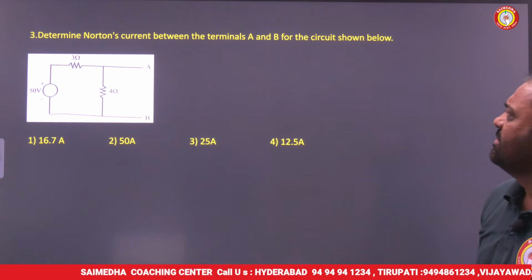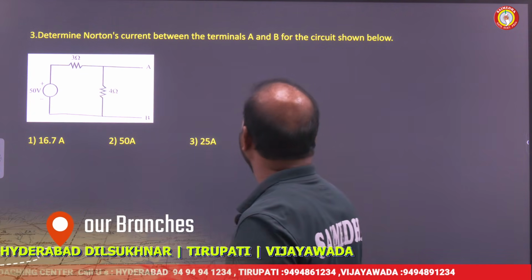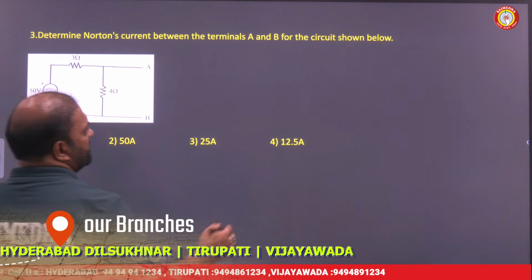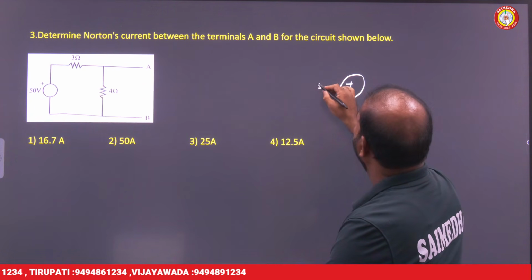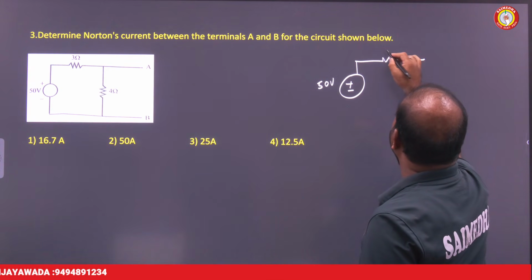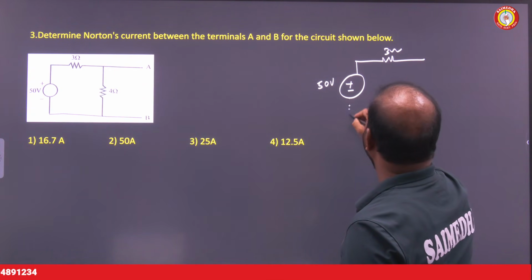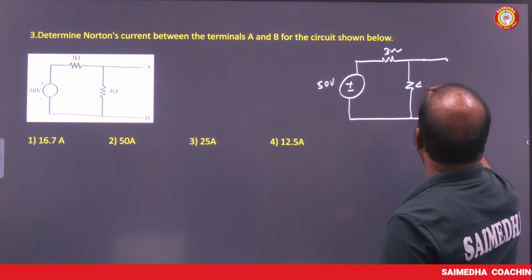Determine the Norton's current between the terminals A and B for the circuit shown in the figure. Norton's current we need to find. So my friends, the given circuit clearly has a 50 volt source, a 3 ohm resistor, and this 4 ohm resistor.